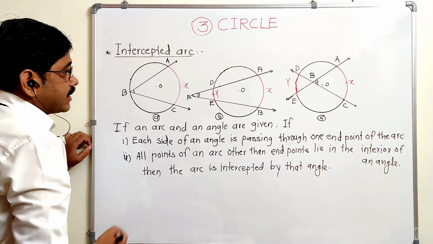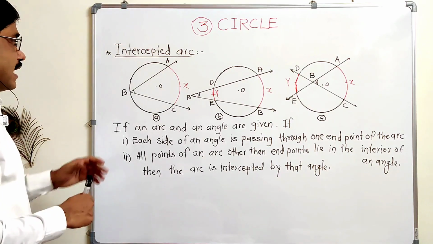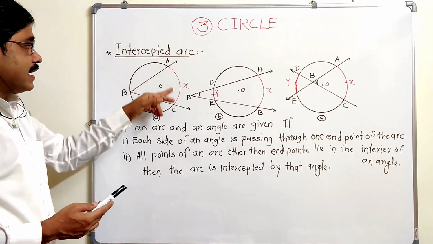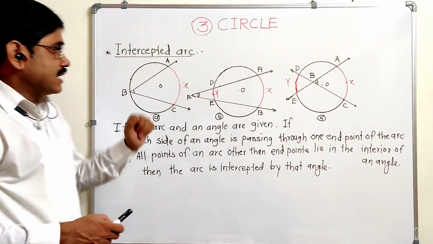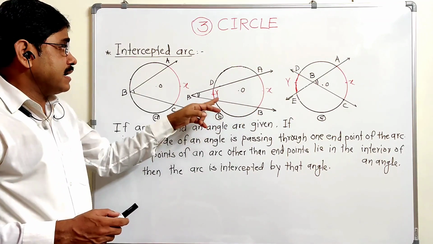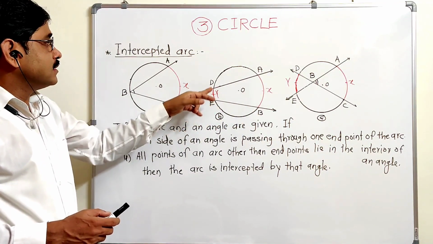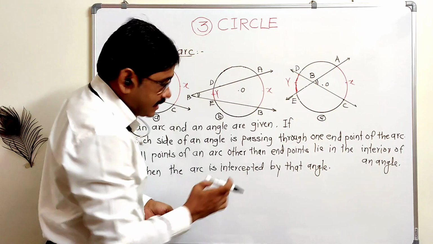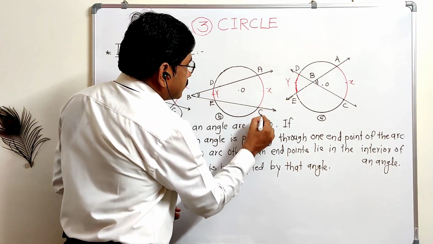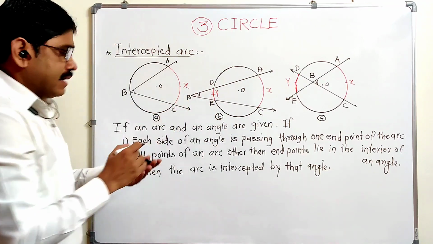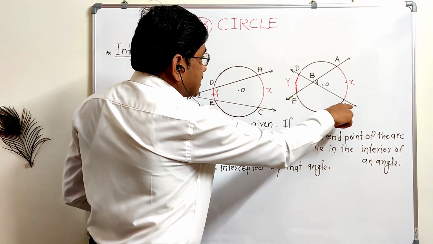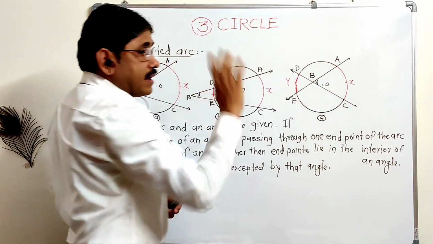So in each figure: in the first figure, angle ABC intercepts arc AXC. In the second figure, angle ABC intercepts two arcs, arc AXC and arc DYE. Here, ABC again intercepts arc AXC.